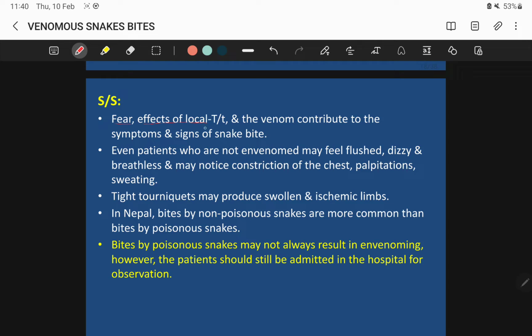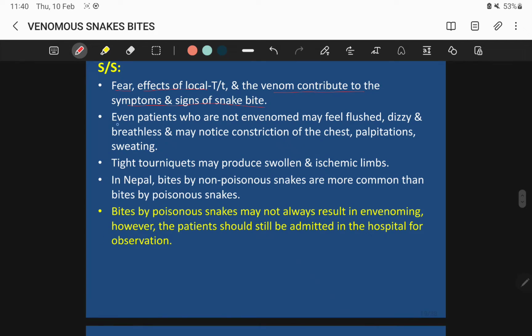And then the effects of local treatment and the venom contribute to the symptoms and signs of the snake bite. Even patients who are not envenomed may feel flushed, dizzy and breathless, and may notice constriction of the chest, palpitations and sweating. So if any kind of non-venomous snake bites you, you will also feel all these signs and symptoms, right? You will feel dizzy, maybe because of psychological reasons, but you can also feel it.